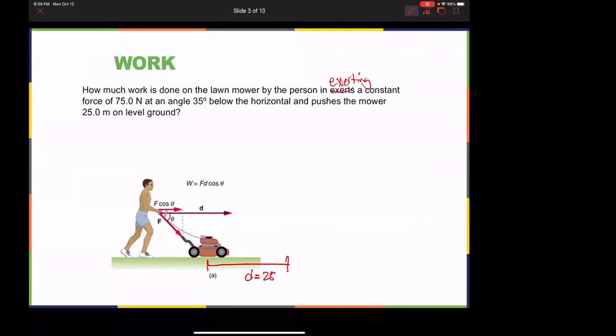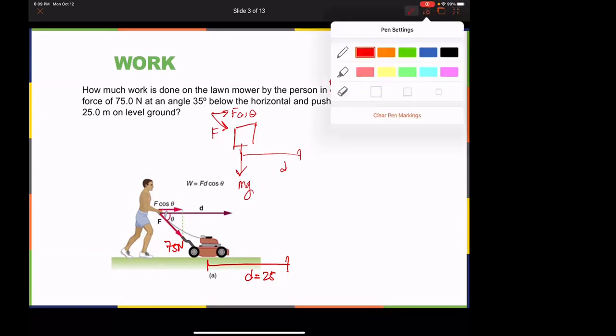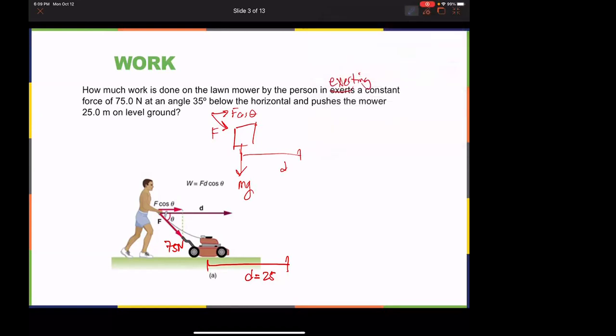And the force that he's exerting is 75 newtons. So if we were to draw a free body diagram, we could do F cosine theta, this is F, this is the distance. Now, we're not worried about the weight here, mg, because we're moving it horizontally. We're only worried about the x component. So the work that we do is equal to F d cosine theta.